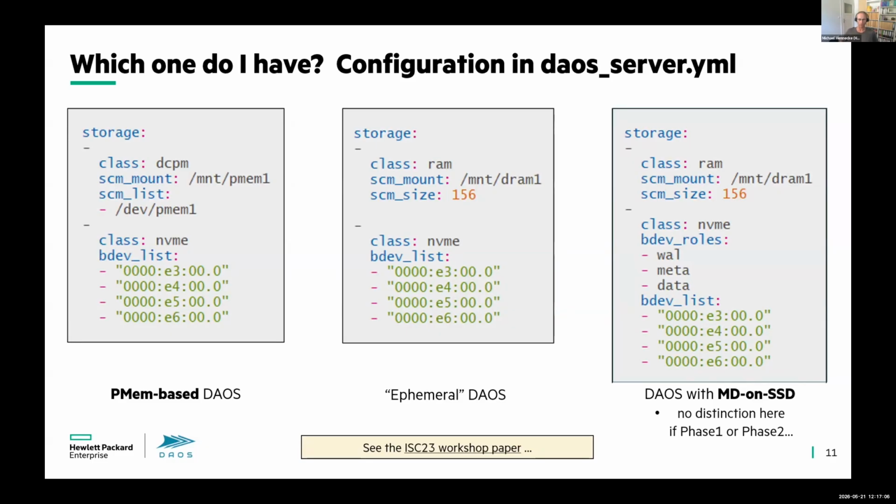The real difference is shown on the right-hand side. If we switch this mode from the PMEM mode to the MD on SSD mode, the way to determine this and to configure that in the YAML file is to assign bdev roles to the NVMe class. The SCM size here is only for demonstration purposes. We do automatically calculate the size given the server's main memory population. In this picture, this is what we will also do in the HPE product, initially at least, where all the roles, the write-ahead log, the metadata blob, and the data blobs, are all spread across all the disks. There are options to separate that out and have dedicated disks for special functions.